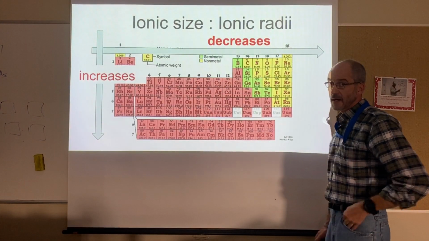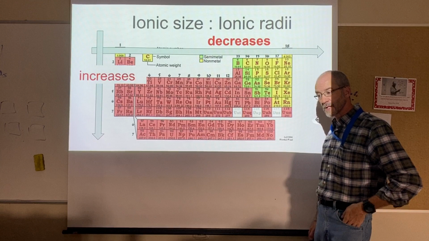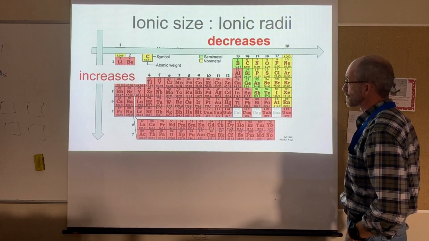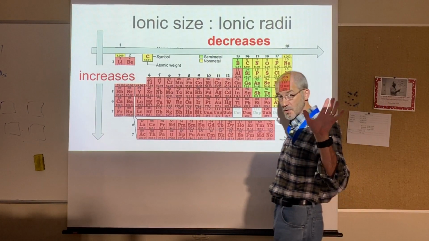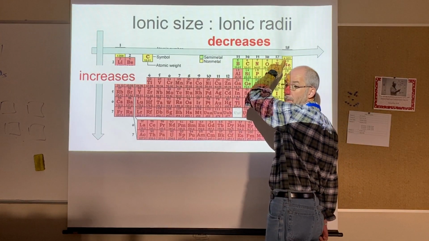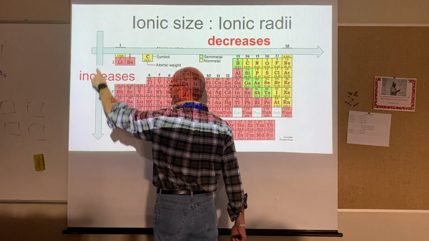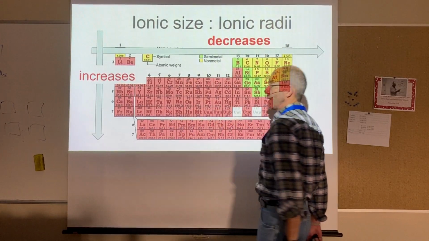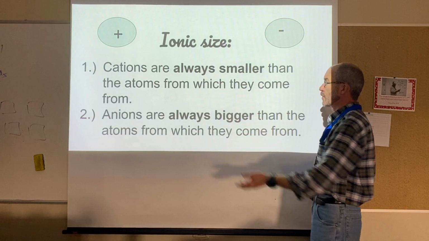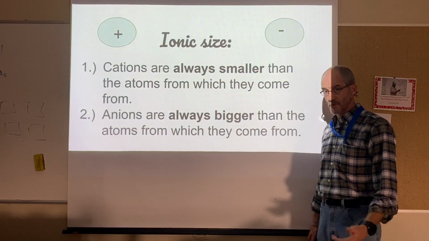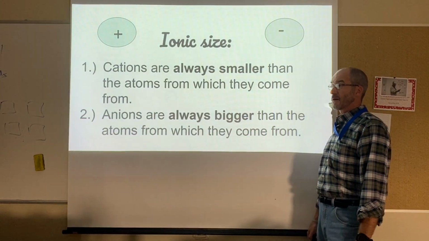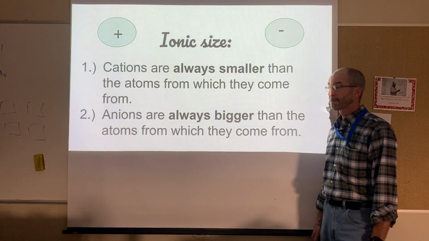Now, let's go back to ionic size for just a few minutes because I told you something in one of the lectures. The overall trend, so let's make sure we understand the overall trend. The overall trend is for ionic size to go down and then to go up, okay? But in one of the lectures, I told you that cations would always be smaller than the atoms from which they came, and anions would always be bigger than the ions from which they came, okay?